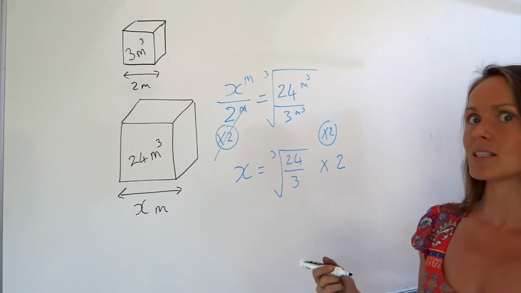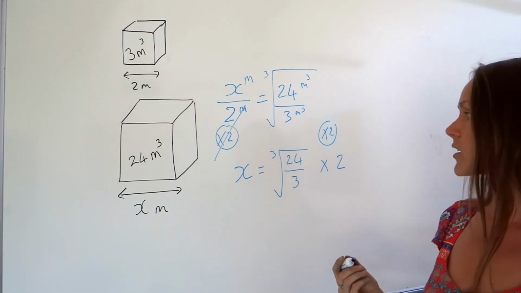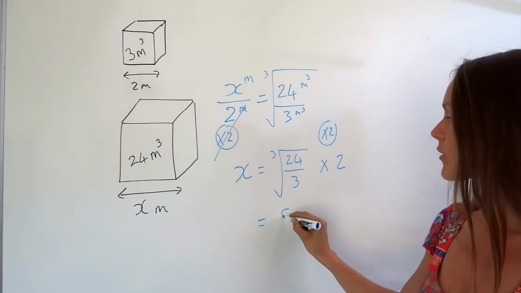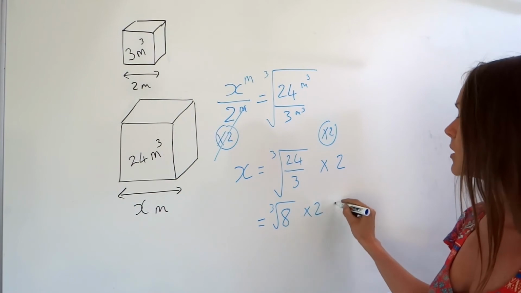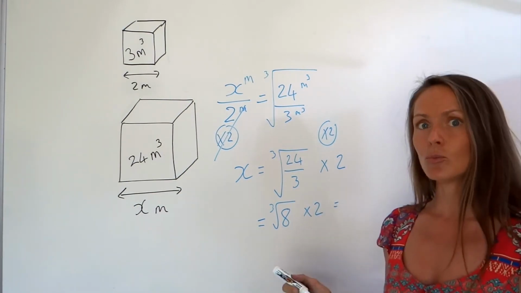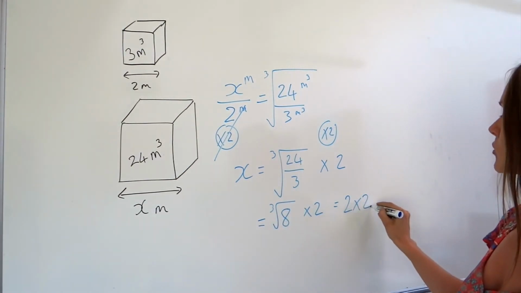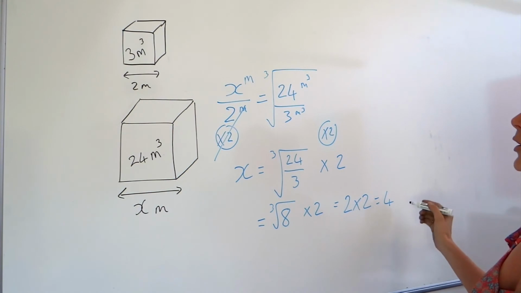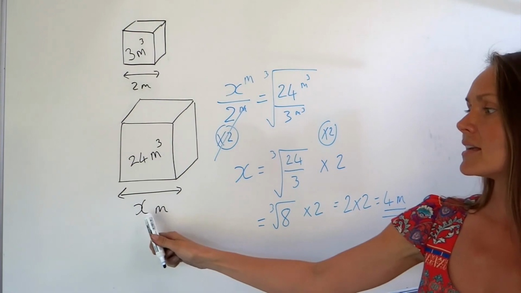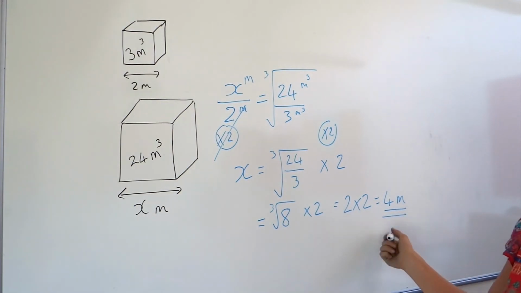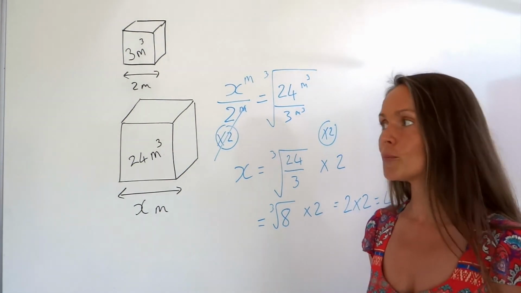I'm going to have a go at doing this in my head because I think it's quite an easy one. So 24 divided by 3 is actually 8. So I'm going to change that fraction to the number 8 and I need to cube root that number before I times by 2. The cube root of 8 is 2 because 2 cubed is 8. 2 times 2 times 2 is 8. So I've actually got 2 times 2, which is 4. So the length of that larger cuboid here is 4 meters, sorry.